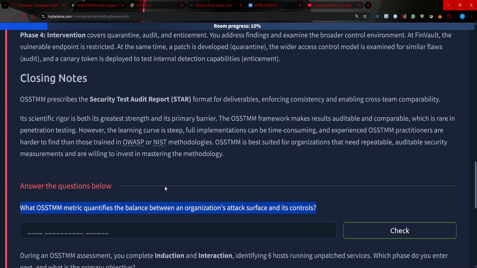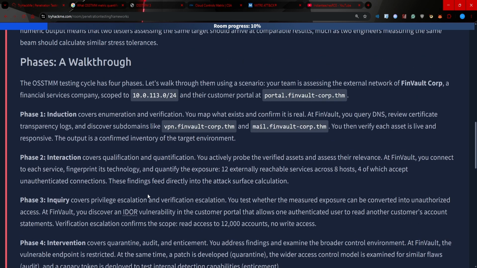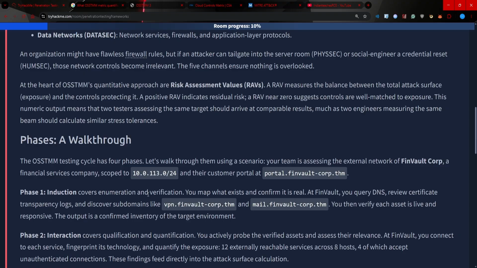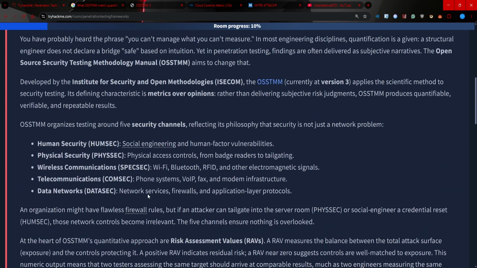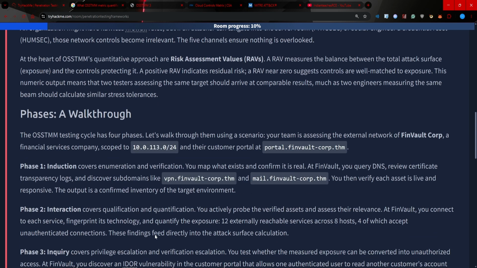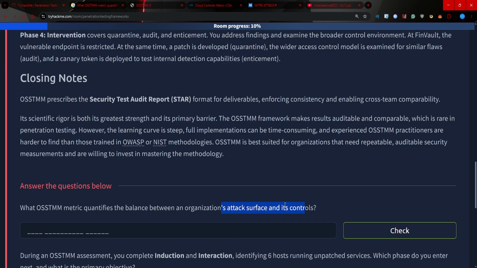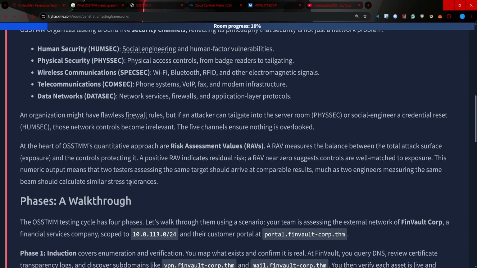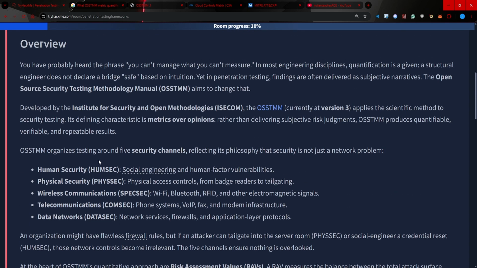We will look at this later. But between an organization's attack surface and its controls. Wait, this does not hit my head. Wait. Oh, these are the ones, right? So these are security channels, and he's asking about the attack surface and its controls between the 5 security channels.